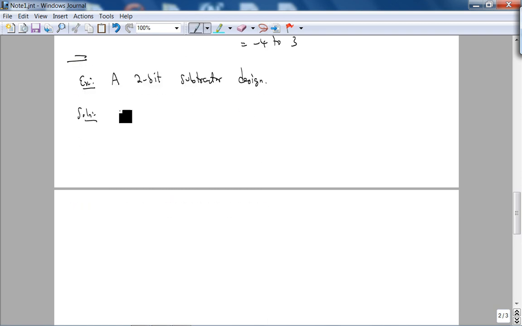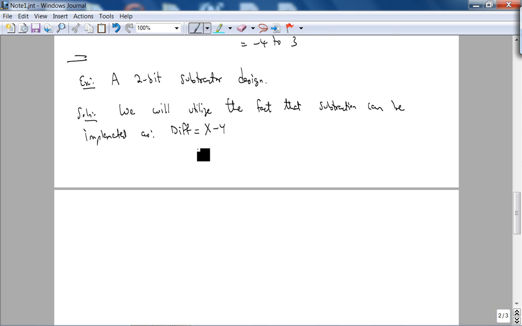So in the solution, we will utilize the fact that subtraction can be implemented as, so the difference is, let's say, x minus y, where x and y are two bits, but this is x plus negative y, which is x plus y bar plus 1. So we're assuming 2's complement. Okay?